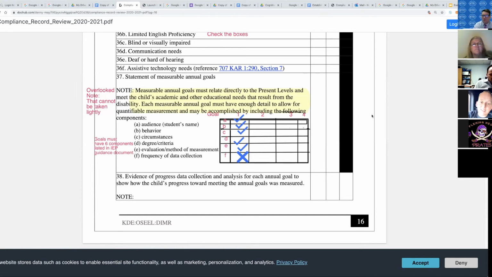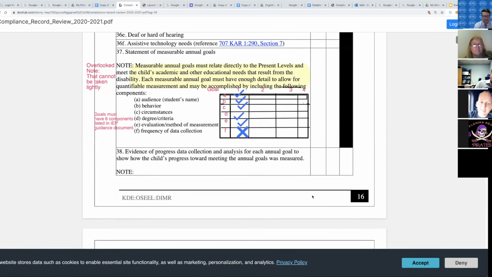So that's so important. Now, the next section is about progress data collection and analysis for each annual goal. The IEP guidance document has a well-developed guide for you in terms of what's expected, okay? What is expected there?